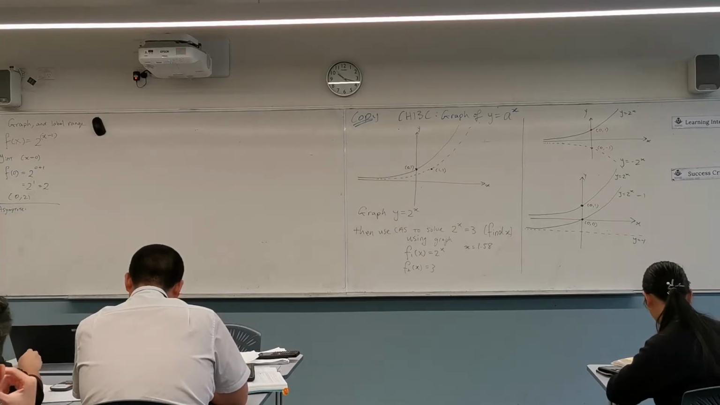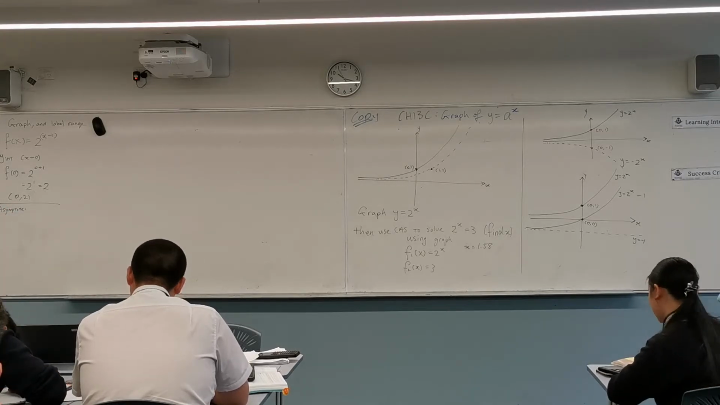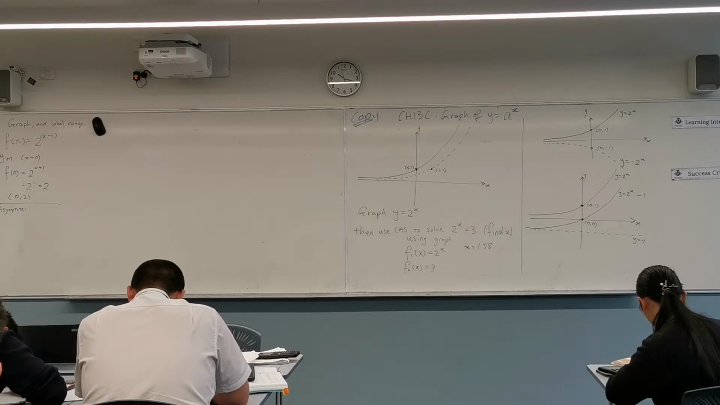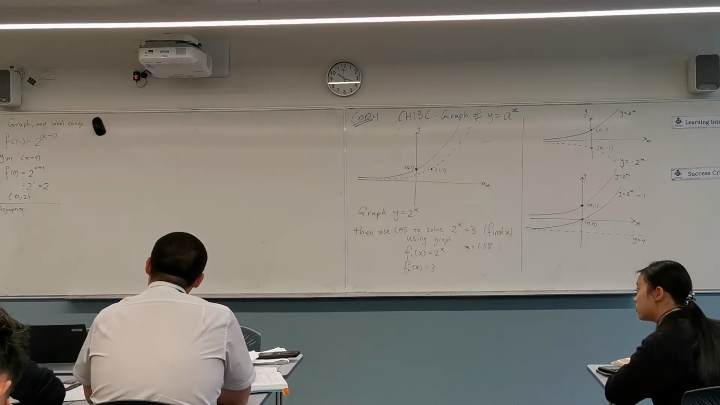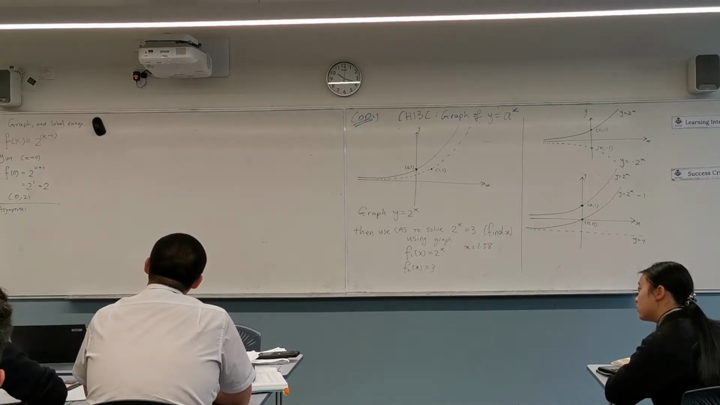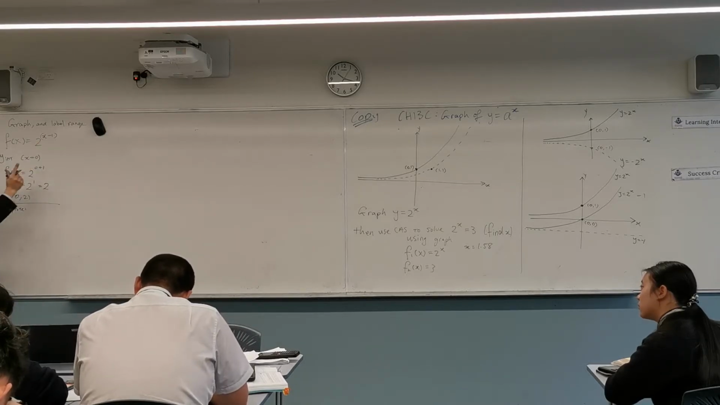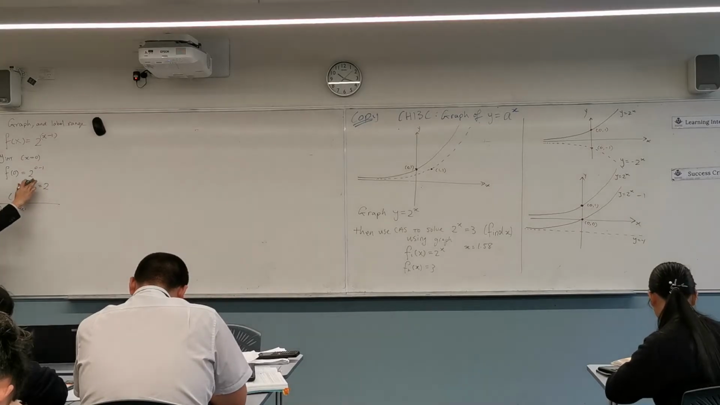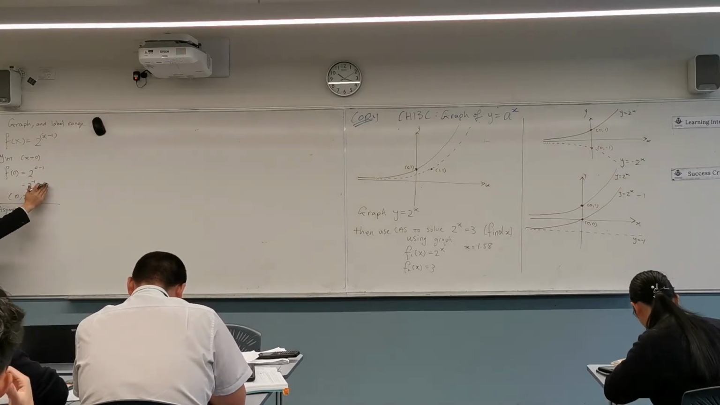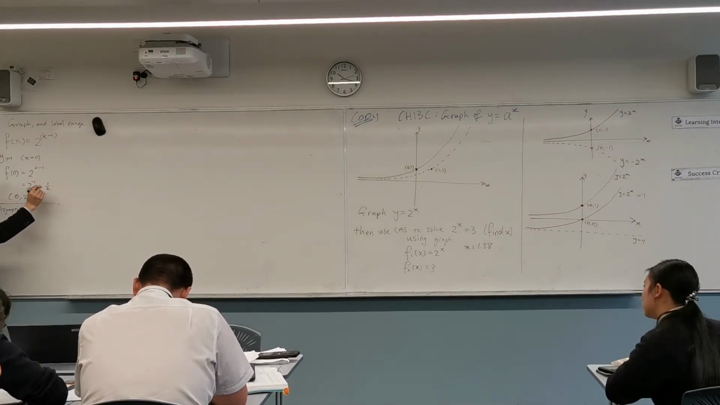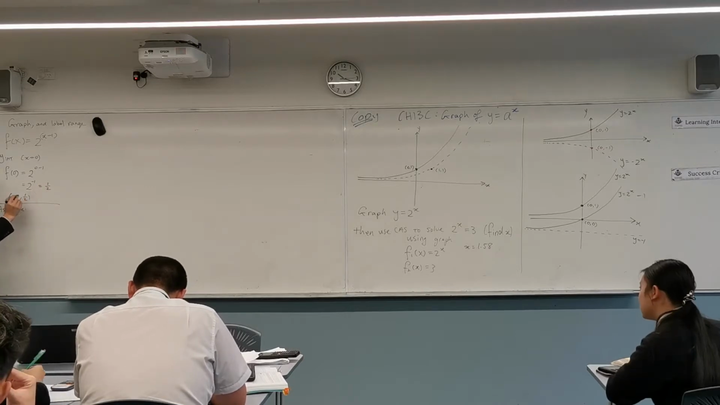Asymptote. All exponential graphs will have a horizontal asymptote. You subbed x as 0, but wouldn't that be 0 minus 1? Oh, yes, I made a mistake. I'm sorry. So it's x minus 1. So I'll change this. 0 minus 1. 2 to the minus 1 would then be a half. Thanks for pointing that out.